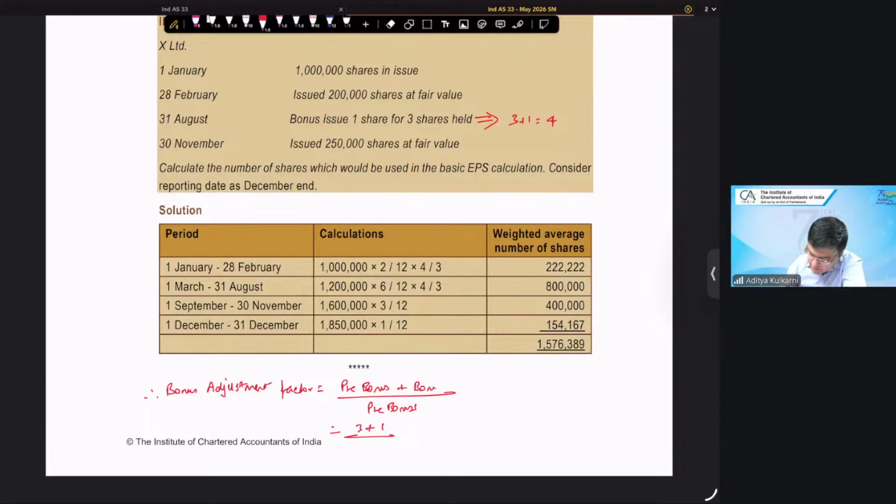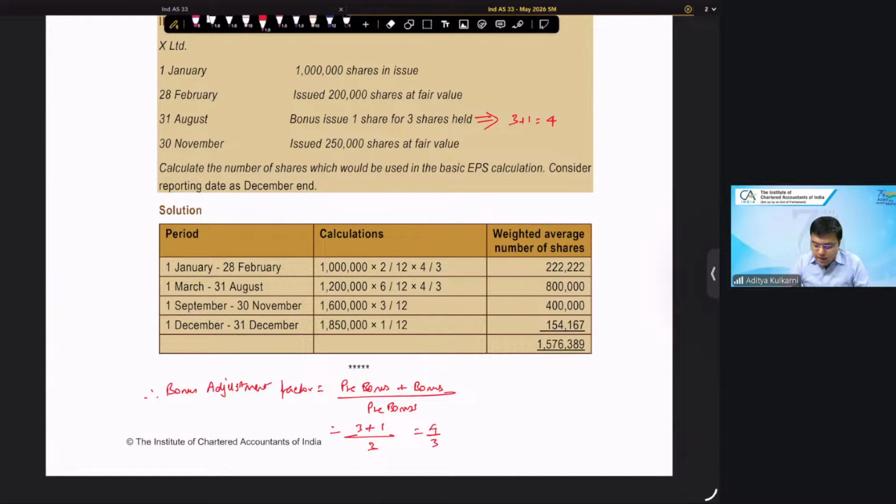Bonus plus bonus divided by 3. So this is your bonus adjustment factor. What do I do with this factor? Wherever I am having shares prior to the bonus date, I will multiply that with the bonus adjustment factor. Are you able to follow? Wherever I am having number of shares given prior to the bonus date, you will have to multiply that by the bonus adjustment factor. Are we okay with this?